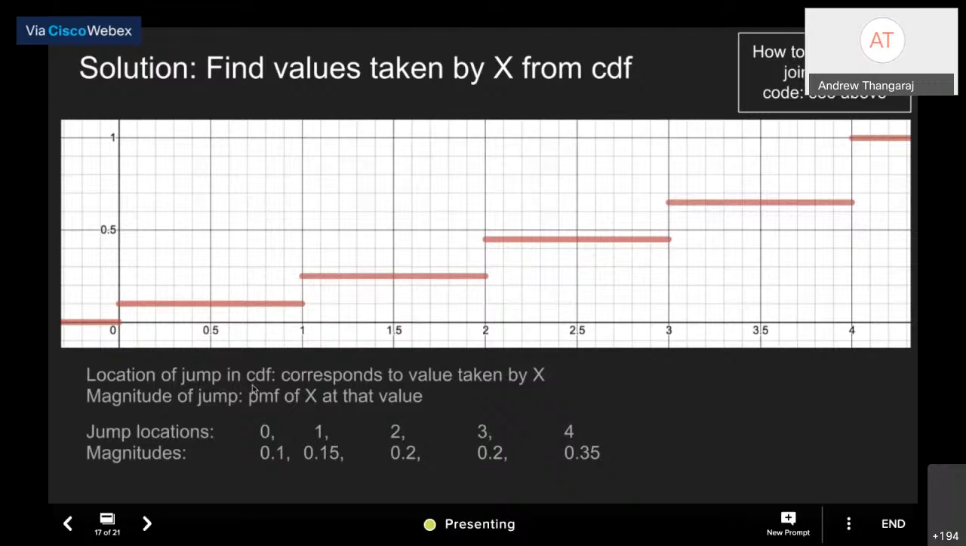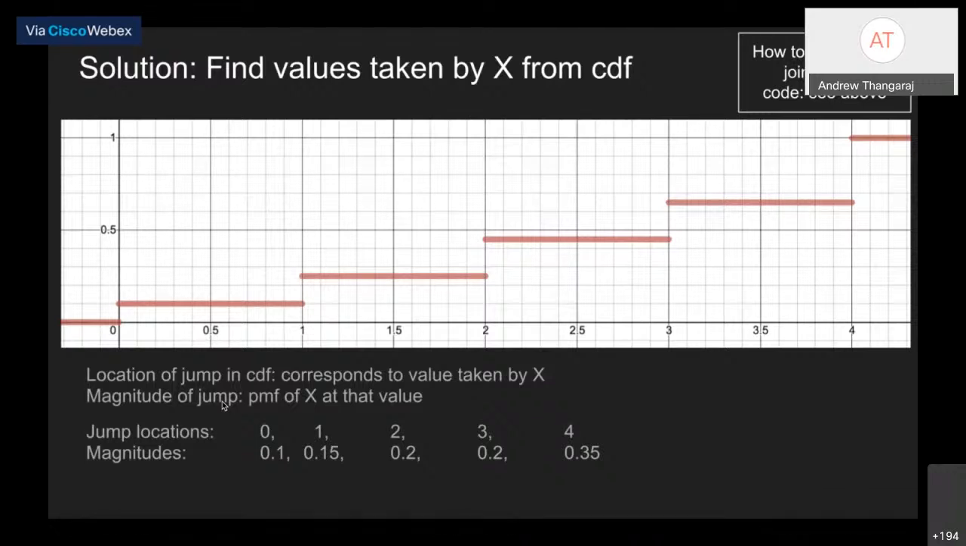Okay. So here are the two things you have to do. Like I said, it's sort of a mechanical process to go from the CDF to the PMF. You have to identify locations of jumps in the CDF. Wherever the CDF jumps, it'll either be flat or it'll be jumping. The locations of the jumps correspond to values taken by x. The jumps happen at 0, 1, 2, 3, 4. These are the values taken by x. And the magnitude of the jump, how much it jumped by, is the probability with which x takes that particular value.